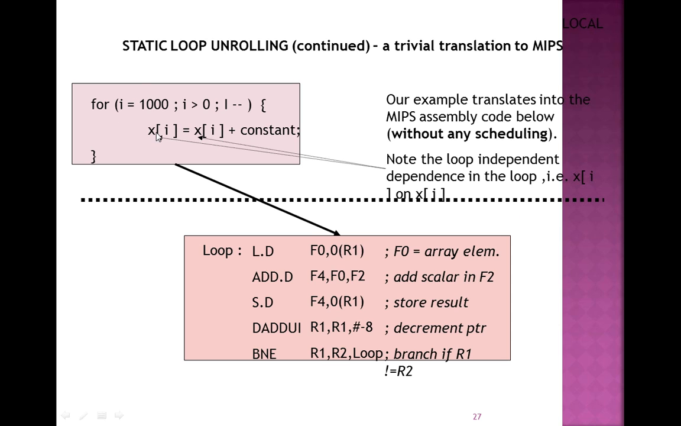This value depends on this value. If this value has not arrived, this one has not arrived. So the output of this depends on this. At the next iteration, it also depends on the output. This is the parallelism: one output or one variable is dependent on another variable. Then this is the loop: L.D F0, 0(R1) loads the array element, ADD.D F4, F0, F2 adds the scalar in F2, then S.D, DADDUI, BNE, that is branching the loop using the registers.